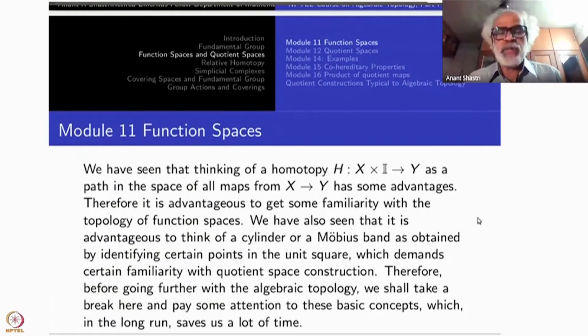As promised, today we will take up one topic in point set topology. And then we will take one more topic which we will discuss very thoroughly, point set topology, because these are very much used in algebraic topology. The first one is function spaces.